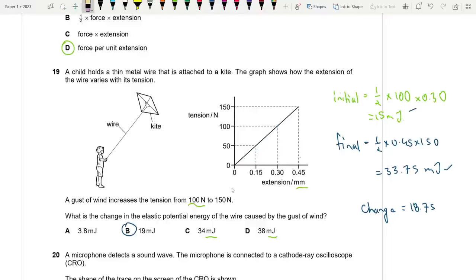And I want to show you the alternate route. You could just go for the trapezium, which is half into height. The height is this 0.15 times A plus B, which is 100 plus 150, right? Same answer. 100 plus 150 into 0.5 into 0.15, which is 18.75.